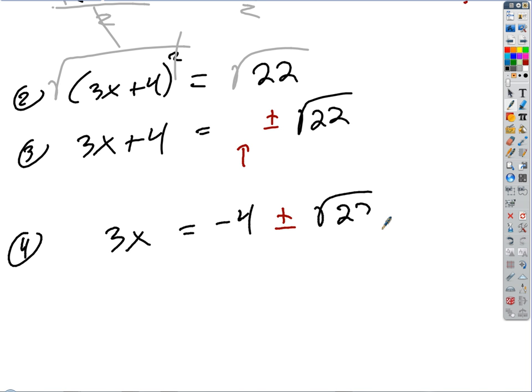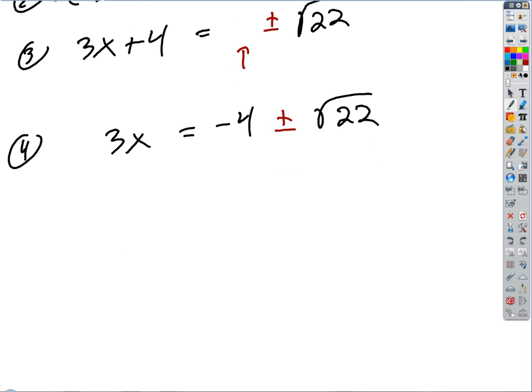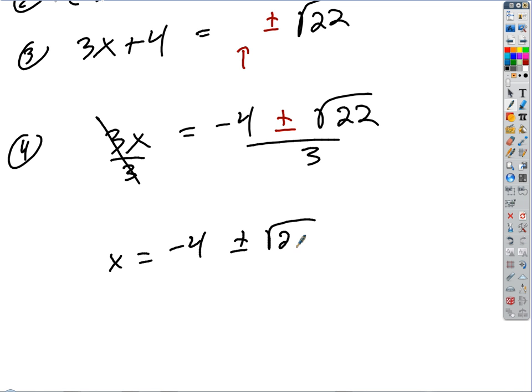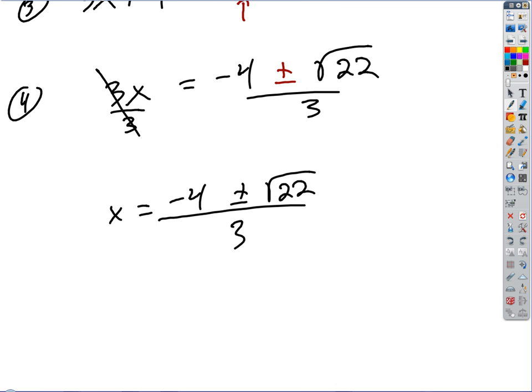Now, there's one more step to do, though. What's that? Divide by 3. Okay, and so then we're there. If I just divide both sides by 3, the 3's cancel, and this is what I get. I get x equals negative 4 plus or minus the square root of 22 all over 3. And so there's 2 solutions in one, aren't there?